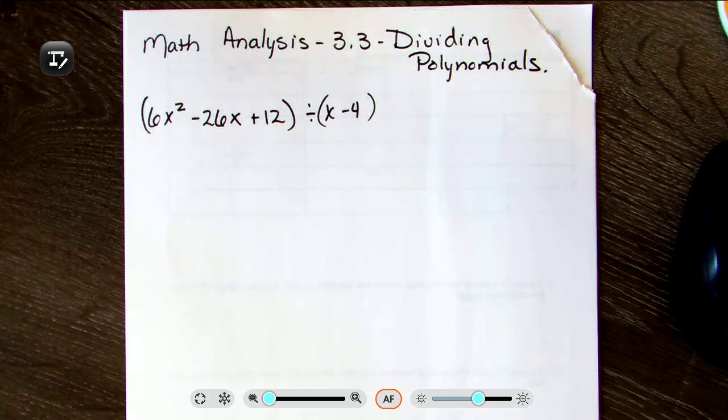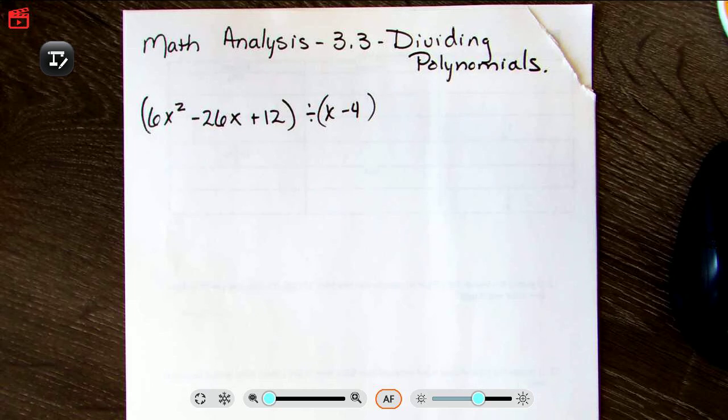Hi everyone, this is section 3.3 and we are going to talk about how to divide polynomials today. And I'm going to do it a couple of different ways at times and introduce a theorem as well. And we will just kind of jump right in.